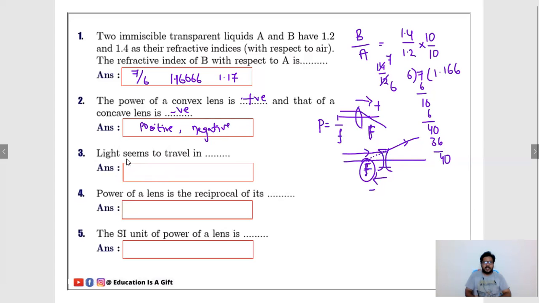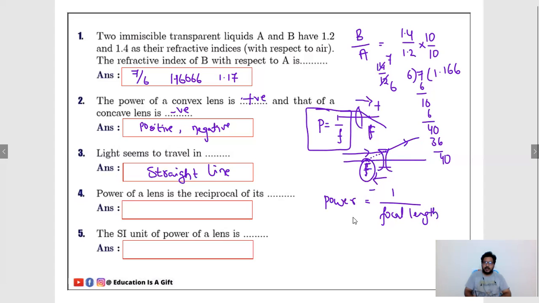Next, third question. Light seems to travel in, very direct question, a straight line. So always light travels in a straight line. Next, the power of a lens is reciprocal of, what we have discussed, the power of a lens is reciprocal of focal length. So here capital F stands for focus, small f stands for focal length. So the answer is focal length.